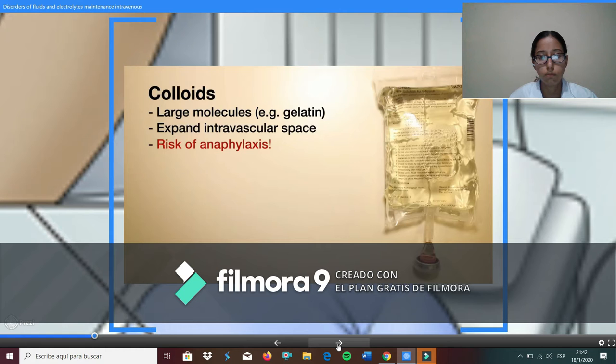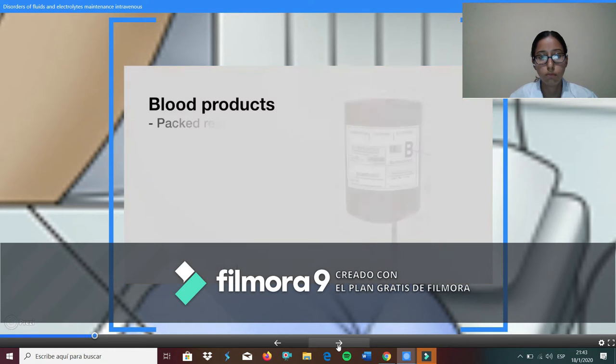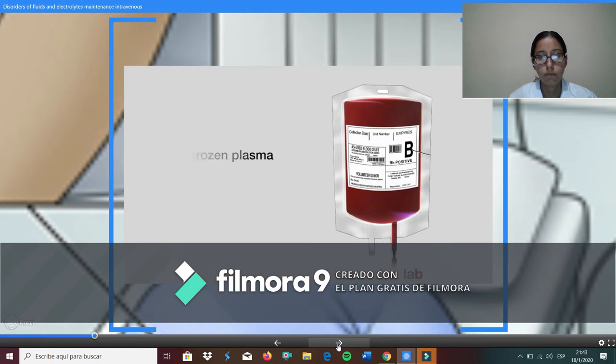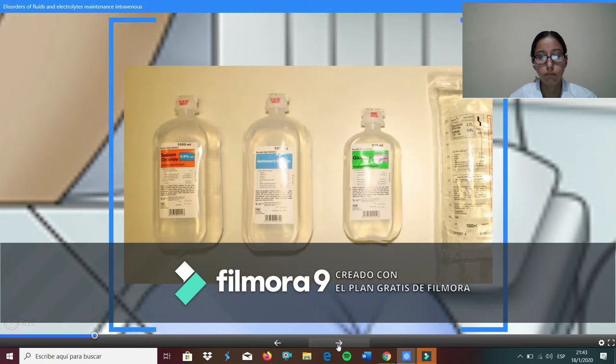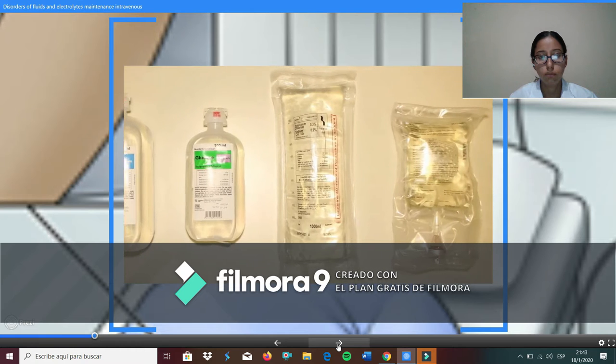Examples of colloids include Isoplex and Volplex. Both contain 4% modified fluid gelatin, sodium and chloride. Isoplex additionally contains potassium, magnesium and lactate in the proportions shown on screen. The final type of fluid is blood products, which include packed red cells, platelets and fresh frozen plasma. These products need to be ordered from the transfusion lab, and their use and administration must follow local protocols. For the remainder of this video, we will focus purely on the administration of crystalloid and colloid solutions.